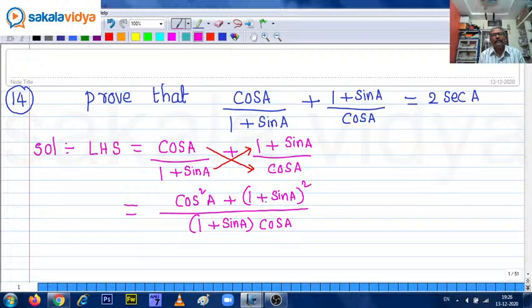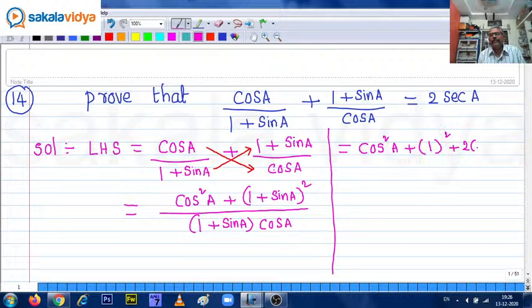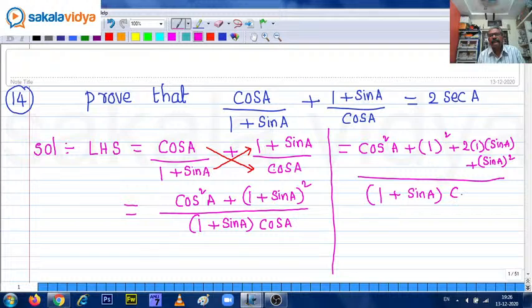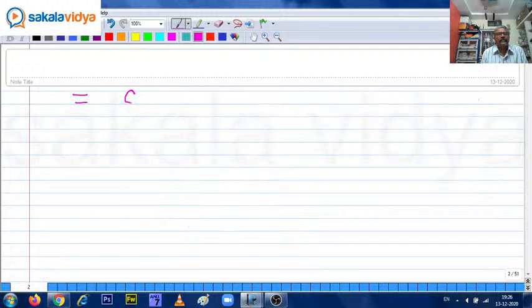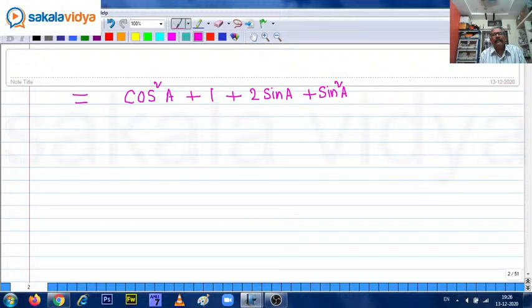So now with the help of the (A plus B) whole square formula, we need to expand 1 plus sin A whole square. So we have cos square A plus 1 square plus 2 into 1 into sin A plus sin A whole square, upon 1 plus sin A into cos A. Now you will be getting this: cos square A plus 1 plus 2 sin A plus sin square A upon 1 plus sin A multiplied by cos A.